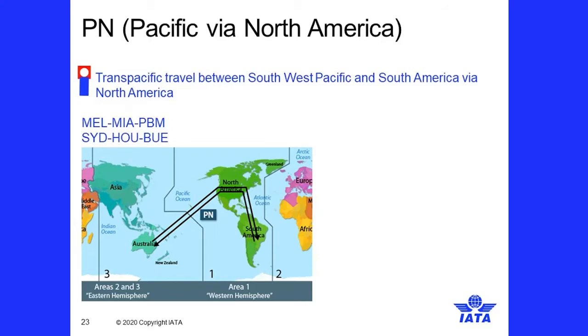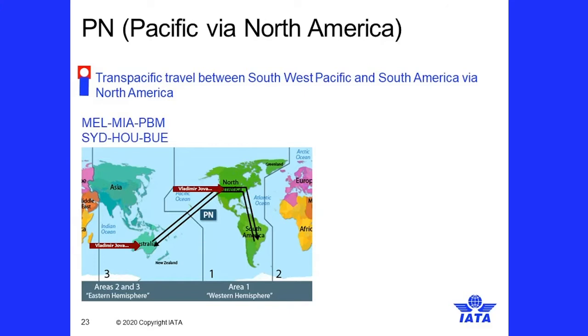So I said, even though these are the generic global indicators, we have some exceptions, such as this one. PN is the global indicator for flights between the Southwest Pacific, which is Australia and New Zealand, flying to South America via points in North America. When was this created? This was created at the time when South America still didn't have a developed airline system. Many of them were connecting via North America to get to Australia and New Zealand because there were no direct flights from Lima or Buenos Aires to Australia and New Zealand.